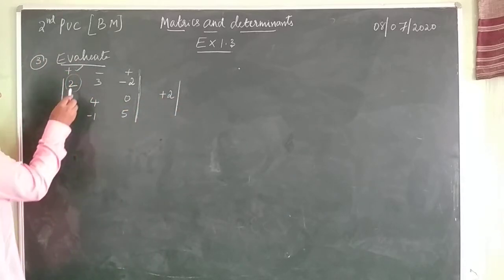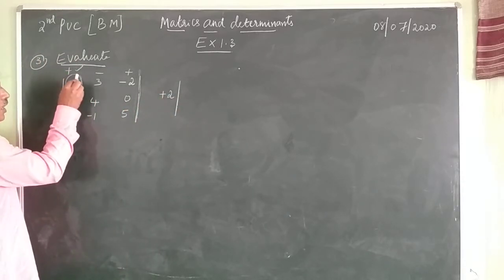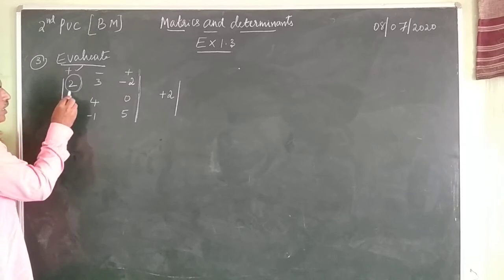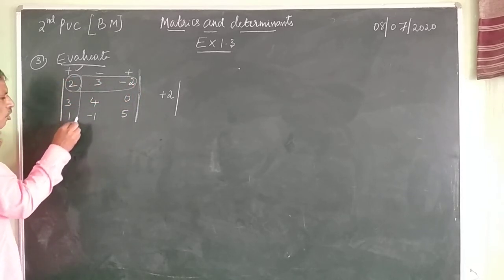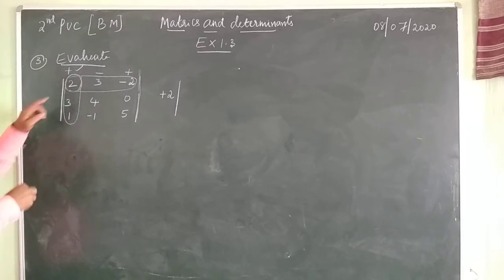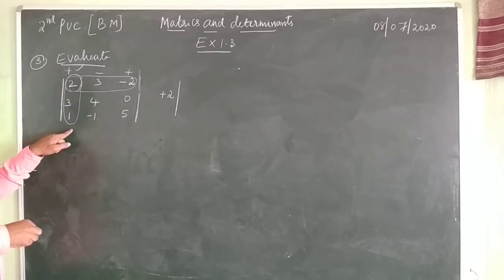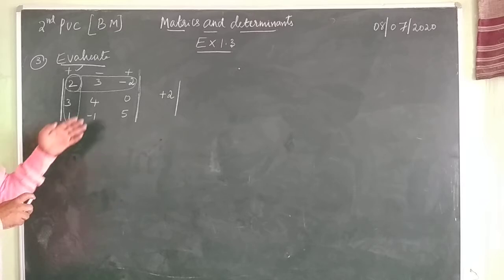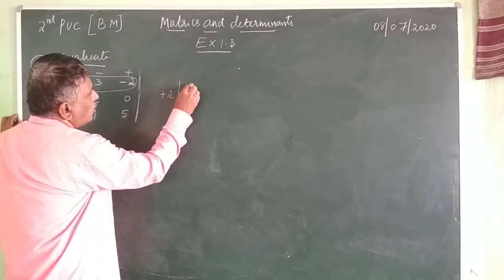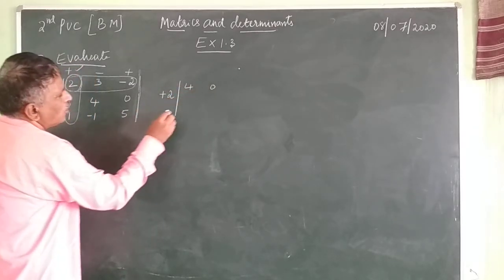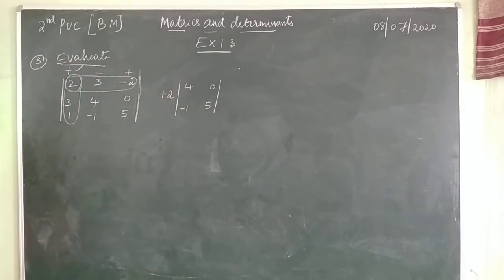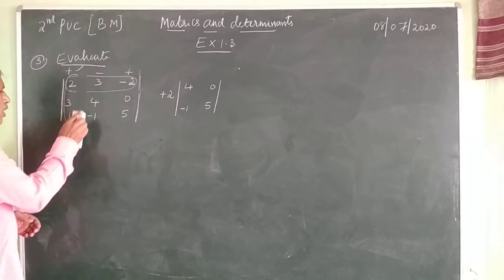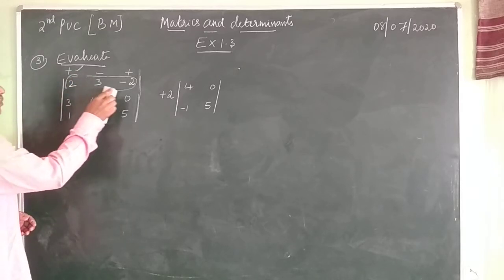When you take the element, you have to delete its row and its column. After deleting, what do we get? We get 4, 0, minus 1, 5. See, now it has been converted into a second order determinant.